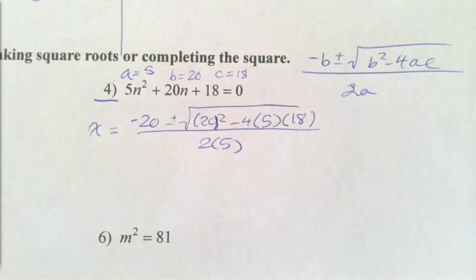Shouldn't negative 20 in front be in parentheses? You can, but you don't need them because there's not 2 negatives.